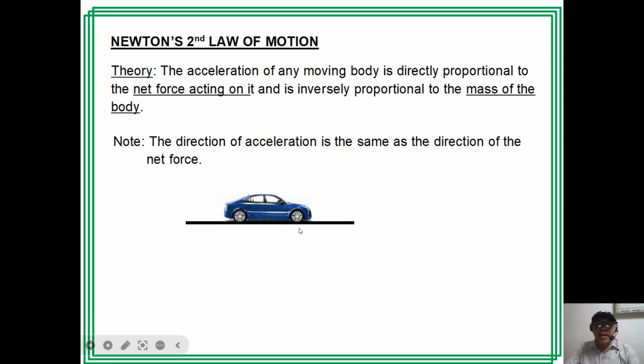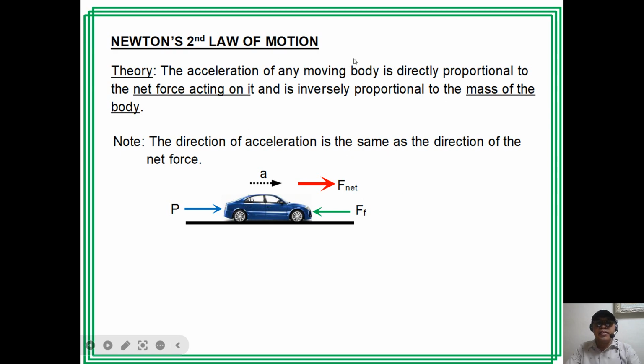And for example, if we have a car and then we have a force P acting, then possibly we have the friction force acting also opposite to the motion. So, between P and the friction, we have the net force. So, this car will move to the right with acceleration.